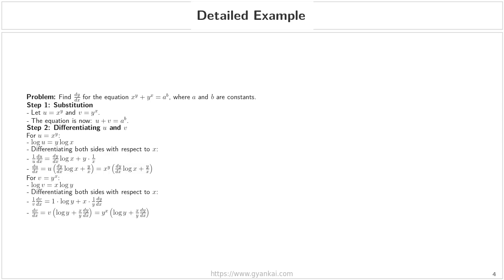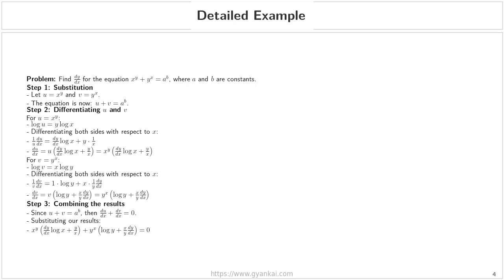Next, we perform the same process for v equals y to the power of x. Taking the log gives us the log of v equals x times the log of y. Differentiating both sides with respect to x, the left side becomes 1 over v times dv dx. On the right side, the derivative is the log of y plus x over y times dy dx. Again, we multiply by v to isolate the derivative, which gives us dv dx equals y to the power of x times the quantity log y plus x over y times dy dx.